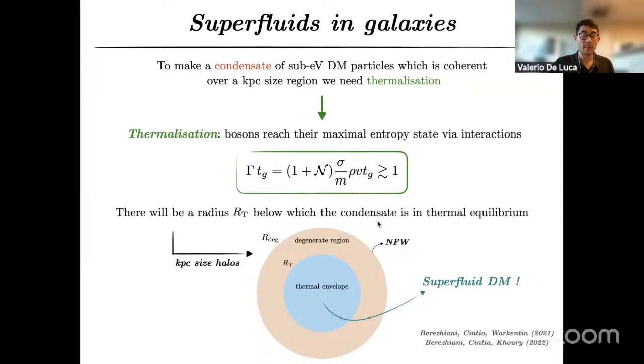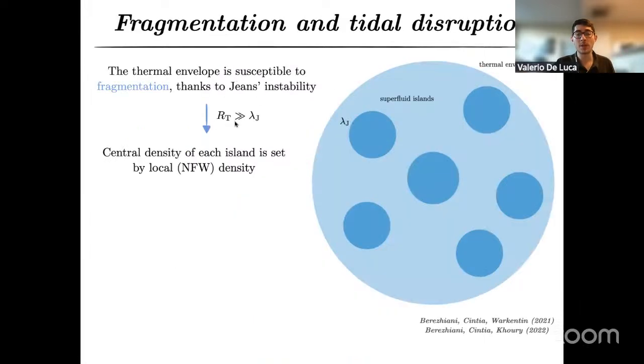Now, the picture in the thermal envelope, though, is a bit more complicated than this. The reason is that since the thermal envelope is usually larger than the Jeans instability, the thermal envelope is going to fragment. So it will build up various islands of superfluid with a size given by the Jeans scale and with a density more or less given by the local NFW density.